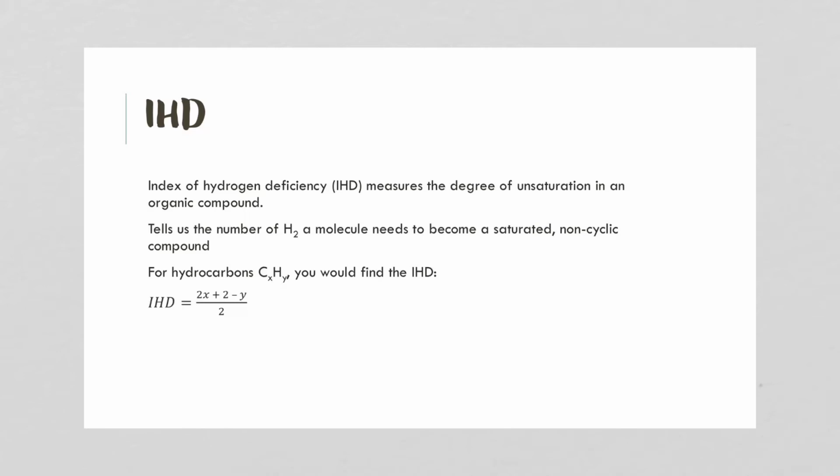So if you have a hydrocarbon CxHy, you would find the IHD in the following way. It would be (2x + 2 - y) divided by 2. And that will tell you your index of hydrogen deficiency.